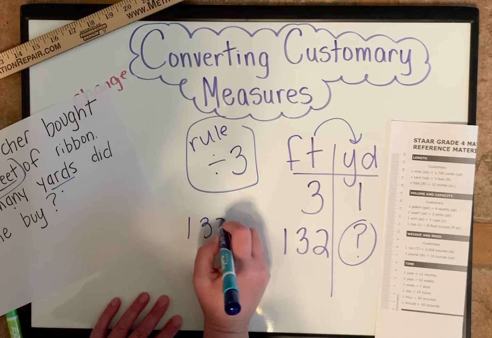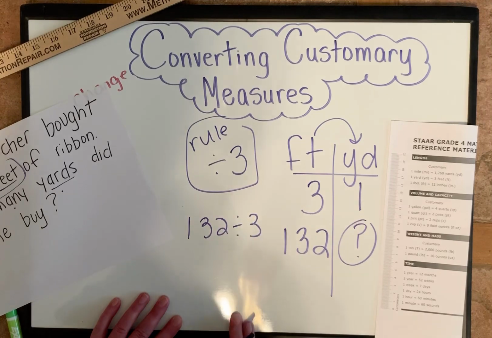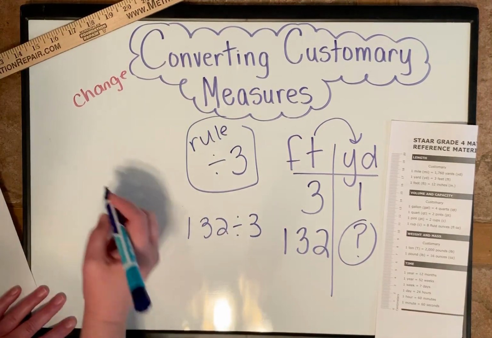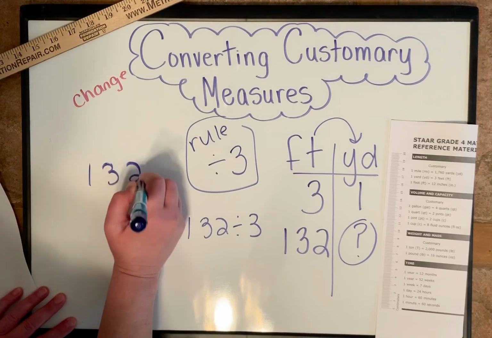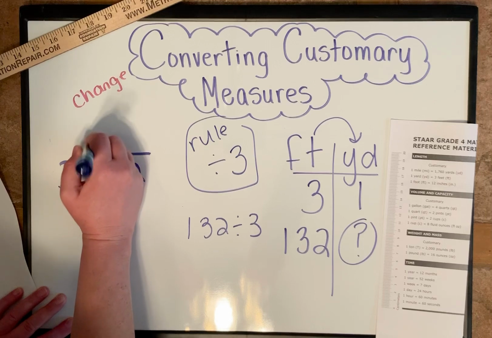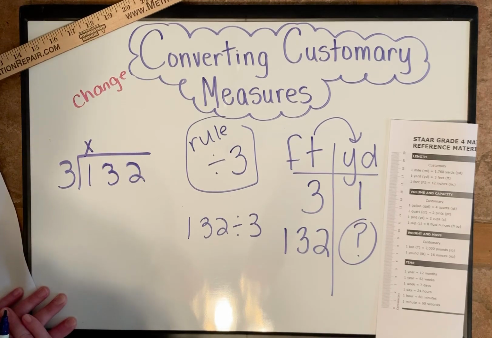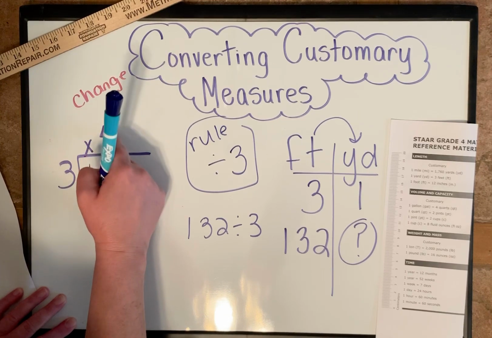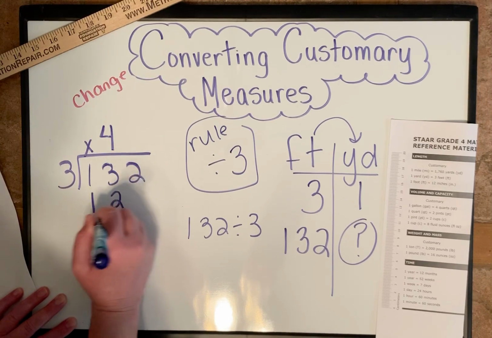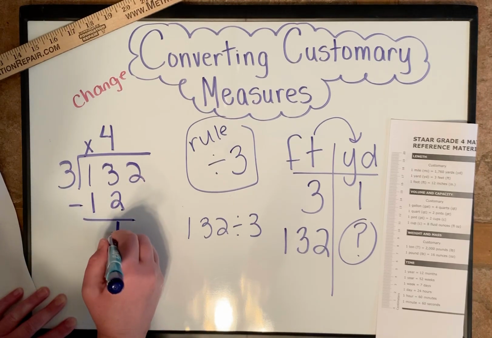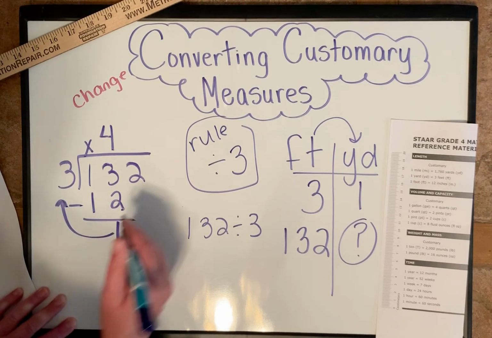132 divided by 3. I see some long division there. Let's come over here. So 132 divided by 3. Well, I know that I can't take 1 and divide it 3 ways, so I've got to go to 13. I know that I can do 4 groups because that gets me to 12. Subtract, that leaves 1. 1 is less than 3, so I can continue on.